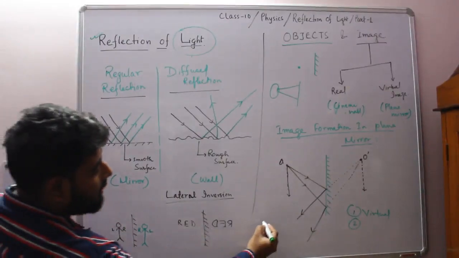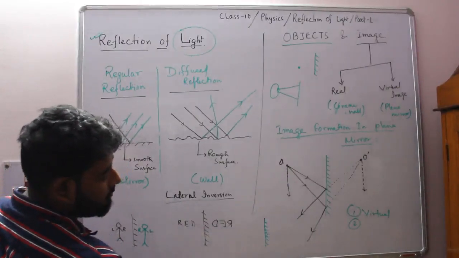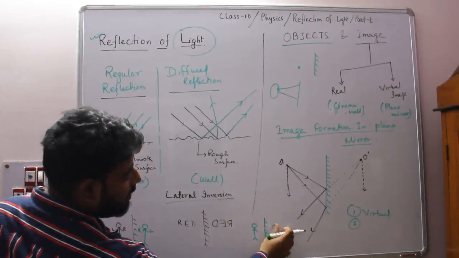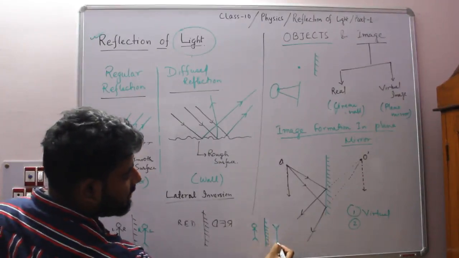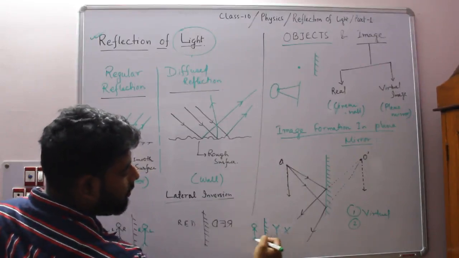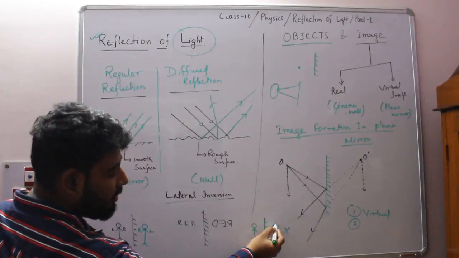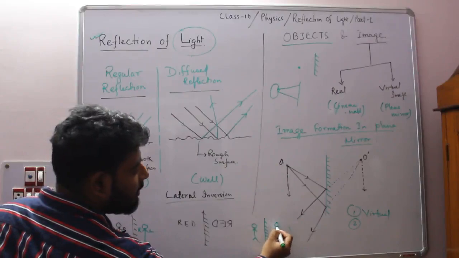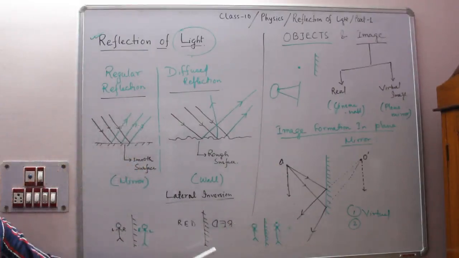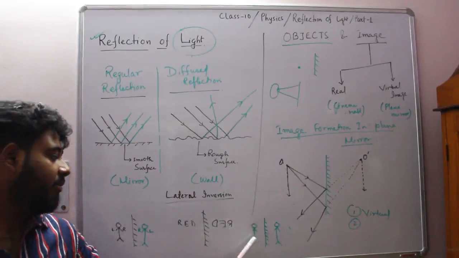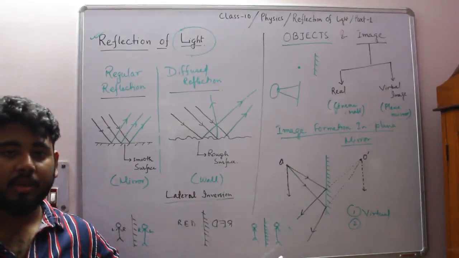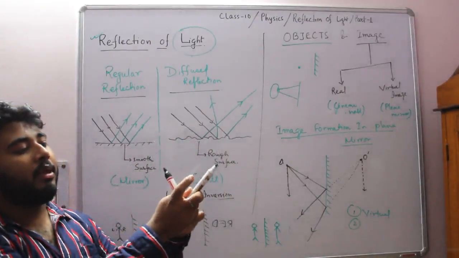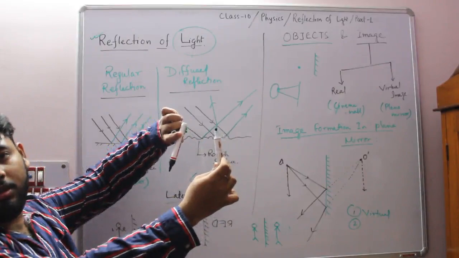For example, if this is a mirror and this is you, your image will not be like this, right? No. The head appears to be at the top only. So the object and the image are not upside down. They are the same way. So the image formed by a plane mirror is erect. Erect means straight. Suppose this is the object, the image will also be this one, not this one.